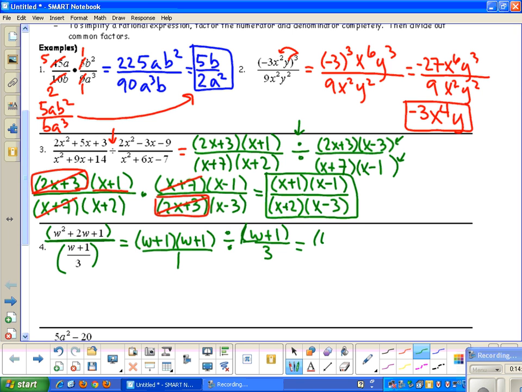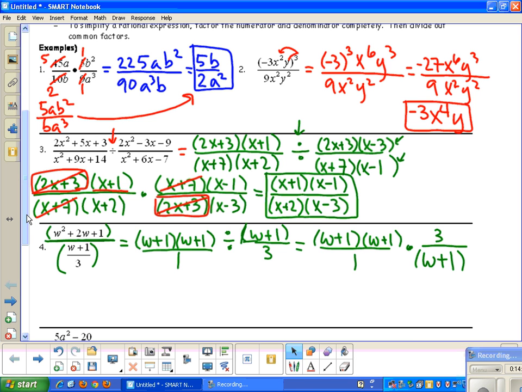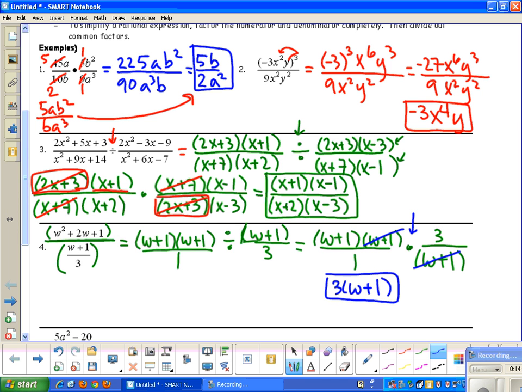I have w plus 1 times w plus 1 over 1 times, now I'm going to flip that, so 3 over w plus 1. Then remember, I look for common terms between my numerator and denominator. I have w plus 1 here and here, which are common. Since this is multiplication, we're allowed to do that. So in my numerator, I have w plus 1 times 3 all over 1, and I don't need to really write that over 1, so then this would be my solution.